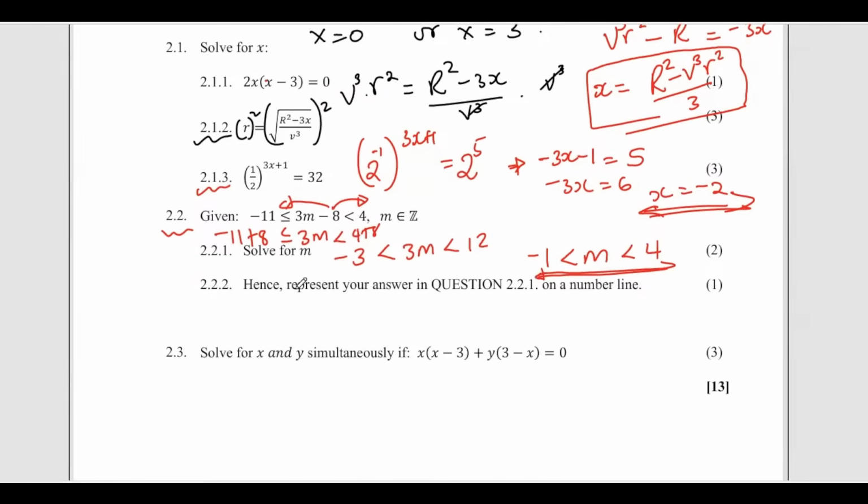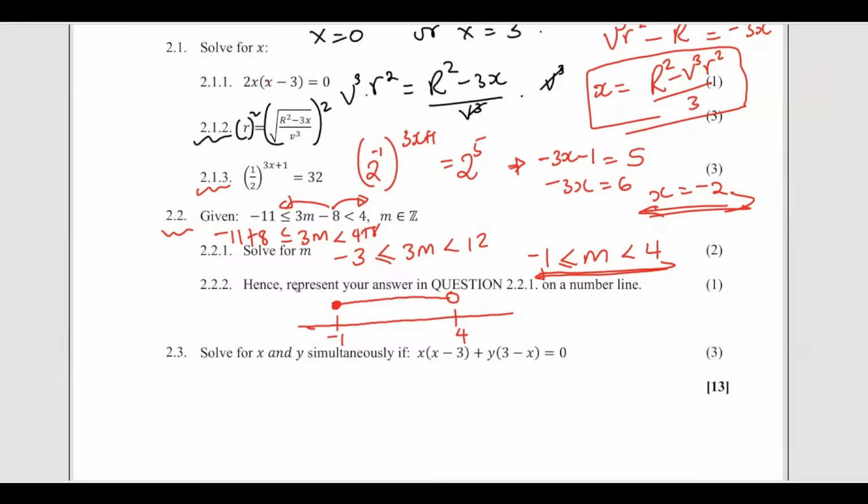And then how do we represent this on a number line? So we don't have, oh, there's an equal sign here. Okay, so since there's an equal sign, this is going to be our negative 1. And then this is going to be our 4. So this needs to be a closed dot. And then this must be an open dot by the 4.